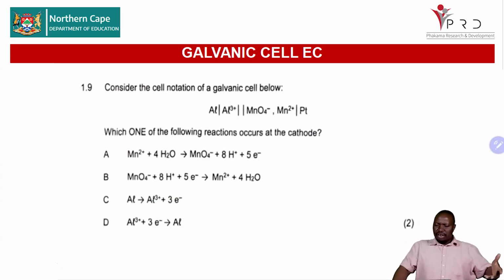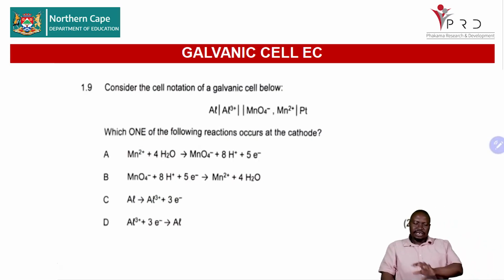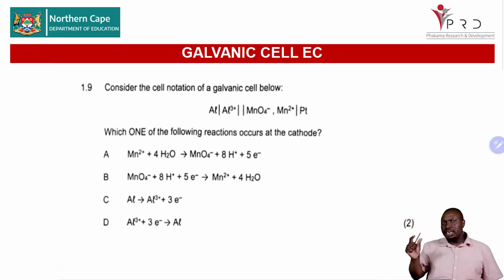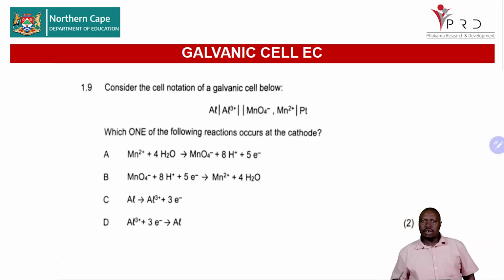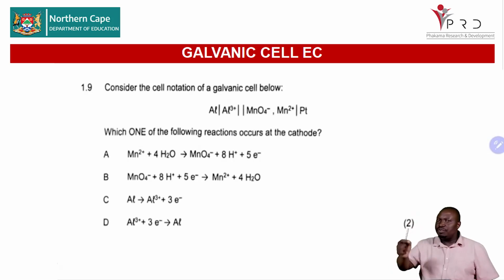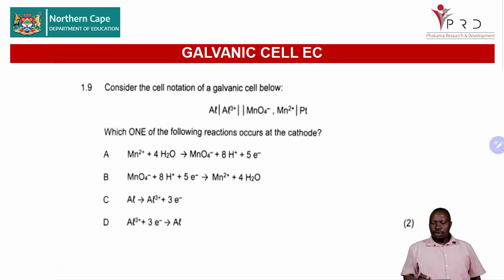This question is taken from Eastern Cape. Learners were now given the cell notation. They were given a cell. You see, cell notation, overall cell reaction. Those are very important because we can use them to give you the question as well. So already you know all clever learners.